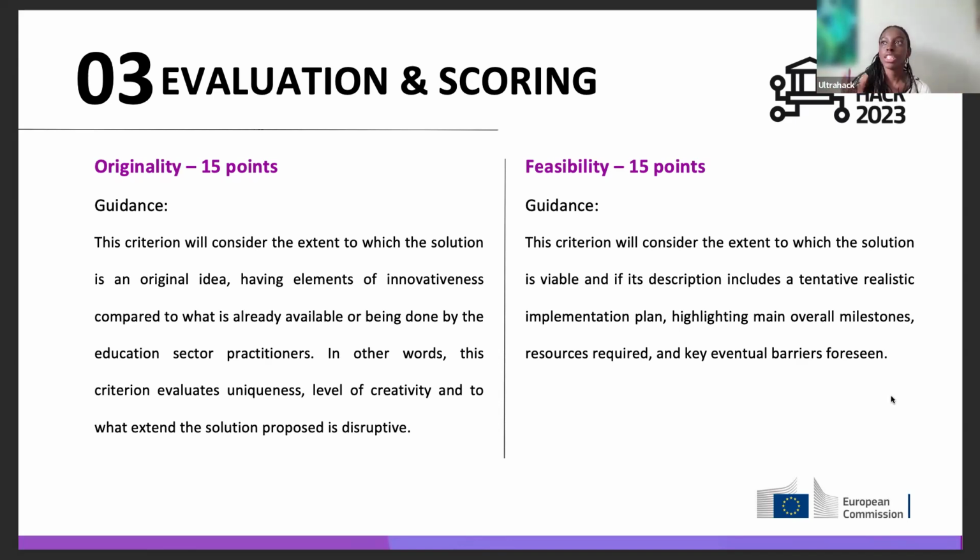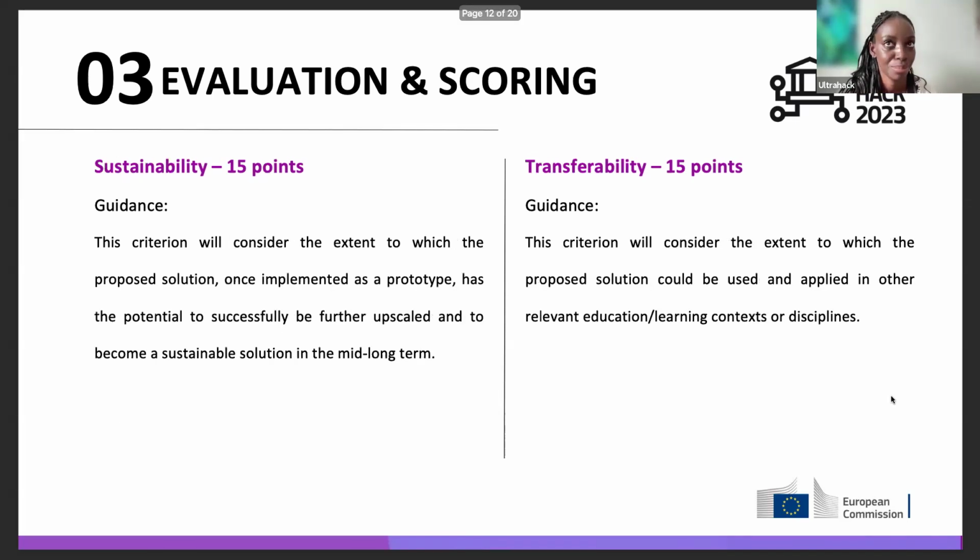Then we have the feasibility with 15 points, and in this part, we want to consider the extent to which a solution is viable, and if its description includes a tentative, realistic implementation plan, highlighting main overall milestones, resources required, and key eventual barriers foreseen.